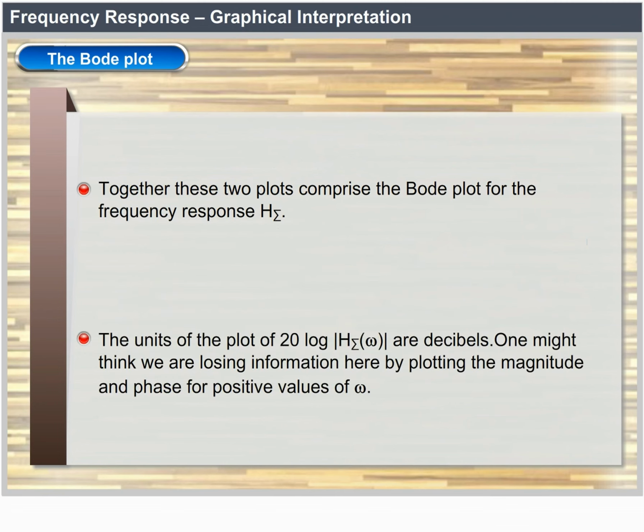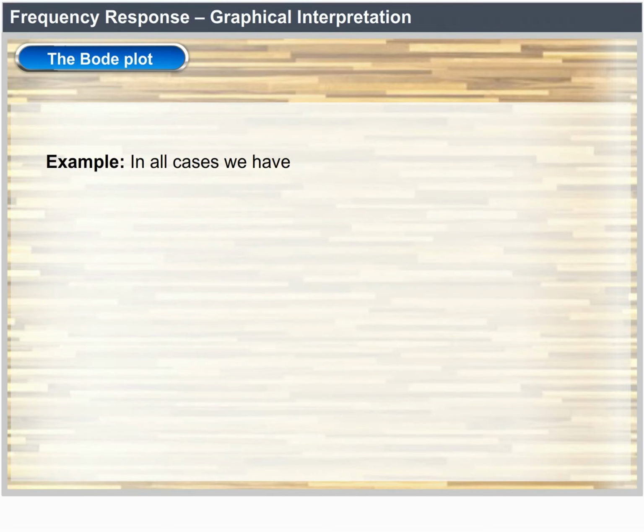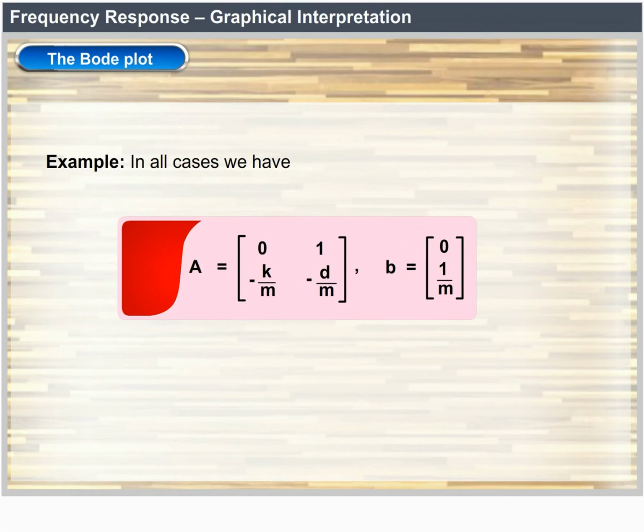The units of this plot of 20 log |H(jω)| are decibels. One might think we are losing information here by plotting the magnitude and phase for positive values of omega. For example, in all cases we have A equal to the matrix with first row 0, 1, and second row -k/m, -d/m.